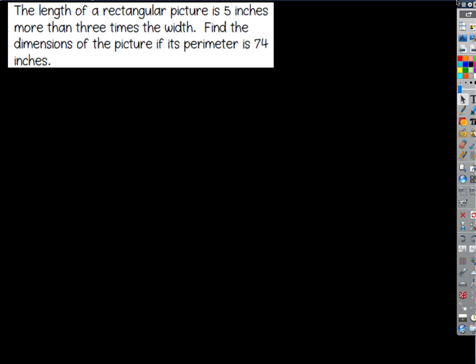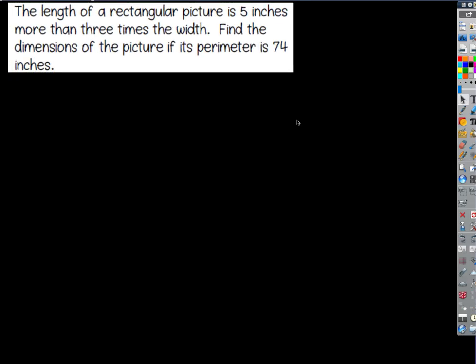Okay, what about that? So the length of a rectangular picture is 5 inches more than 3 times the width. Find the dimensions of the picture if its perimeter is 74. Okay. So what are we being asked to find? The length and the width. Good.